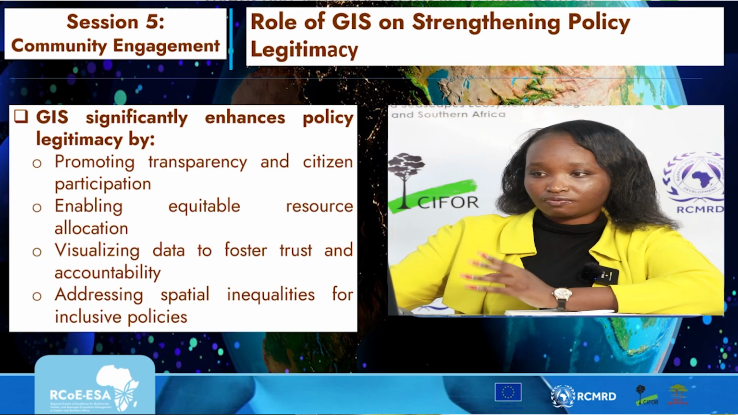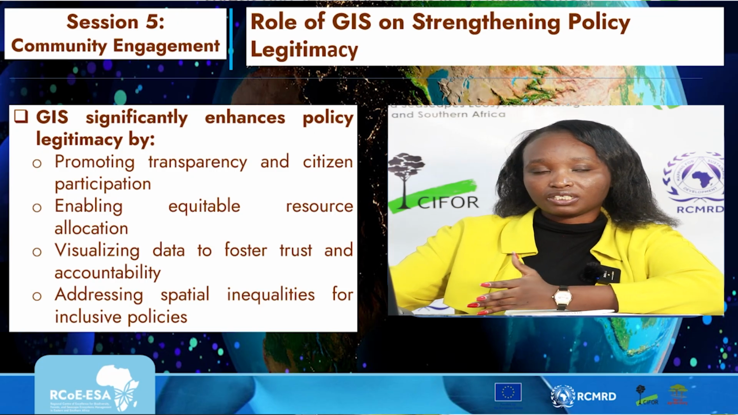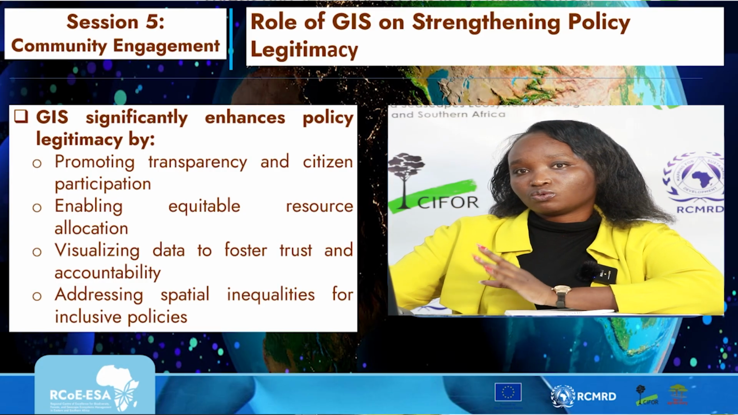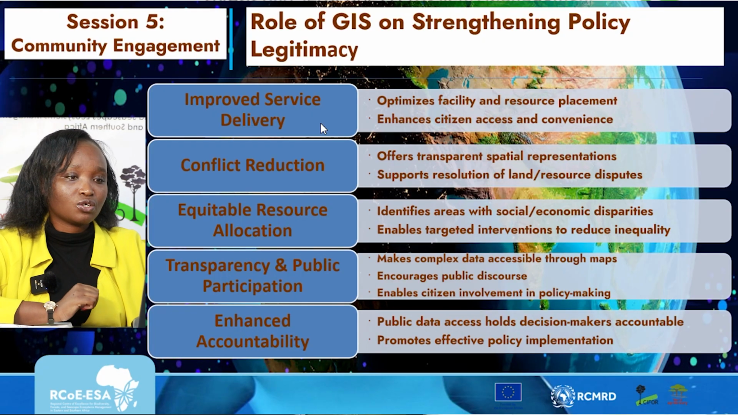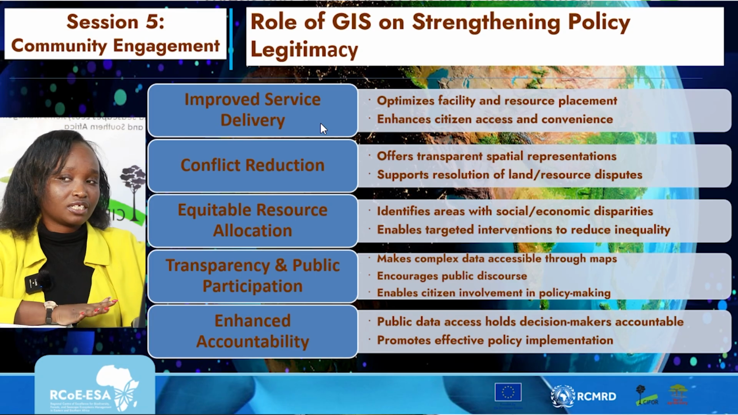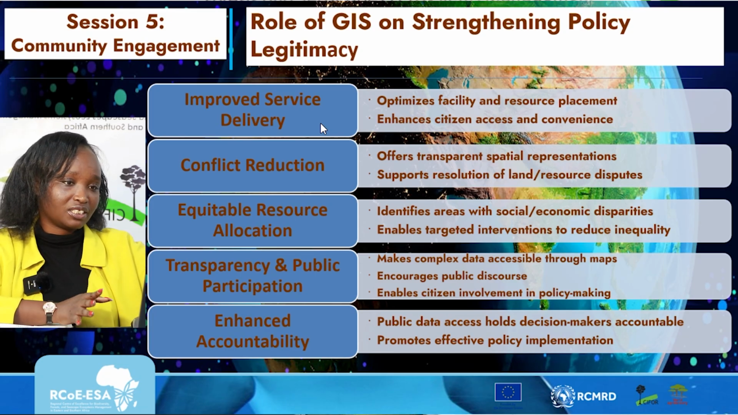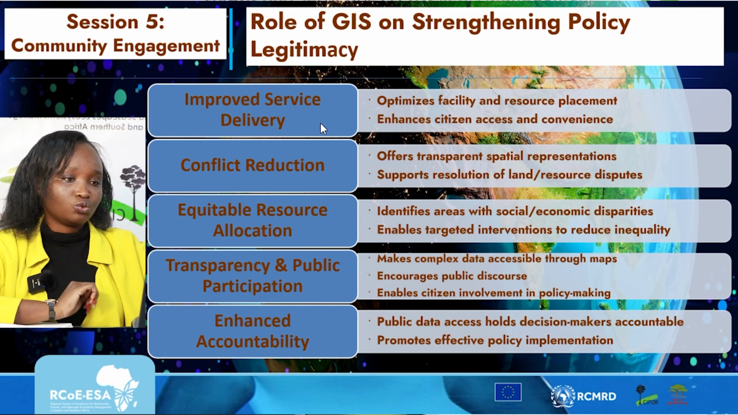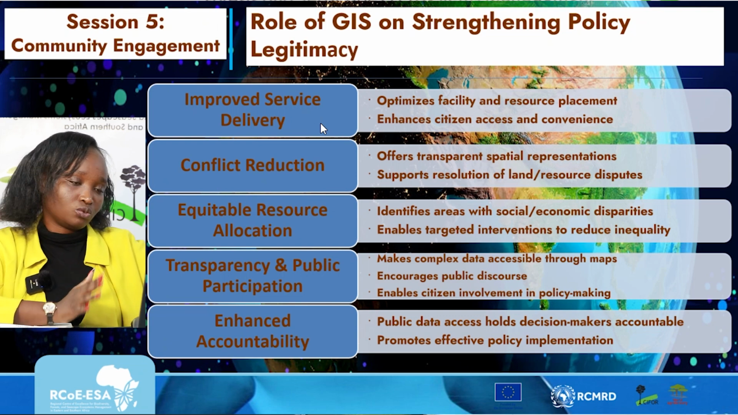So what does this do? It fosters trust and accountability, addressing spatial inequalities for inclusive policies. More of the roles of GIS in strengthening the legitimacy of policies: there is conflict reduction. When you involve people right from the beginning, you easily solve the conflicts that may arise. And by the time you're done coming up with a policy, you're able to reduce any conflicts that would have arisen.